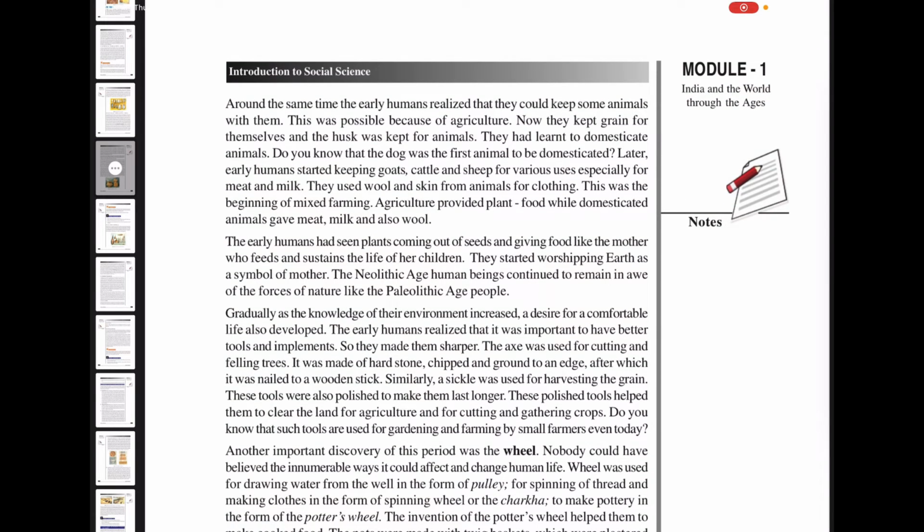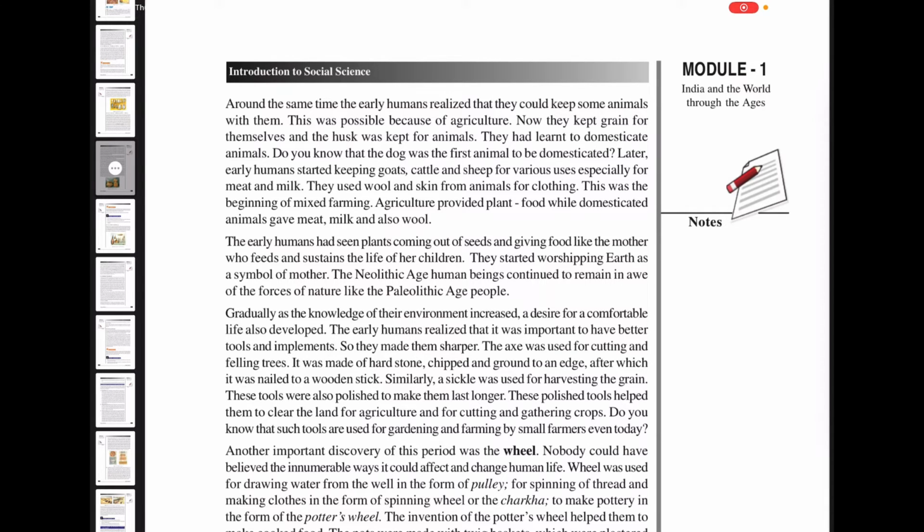Around the same time, the early humans realized that they could keep some animals with them. This was possible because of agriculture. Now they kept grain for themselves and the husk was kept for animals. They had learned to domesticate animals. Do you know that the dog was the first animal to be domesticated? Later, early humans started keeping goats, cattle, and sheep for various uses, especially for meat and milk.